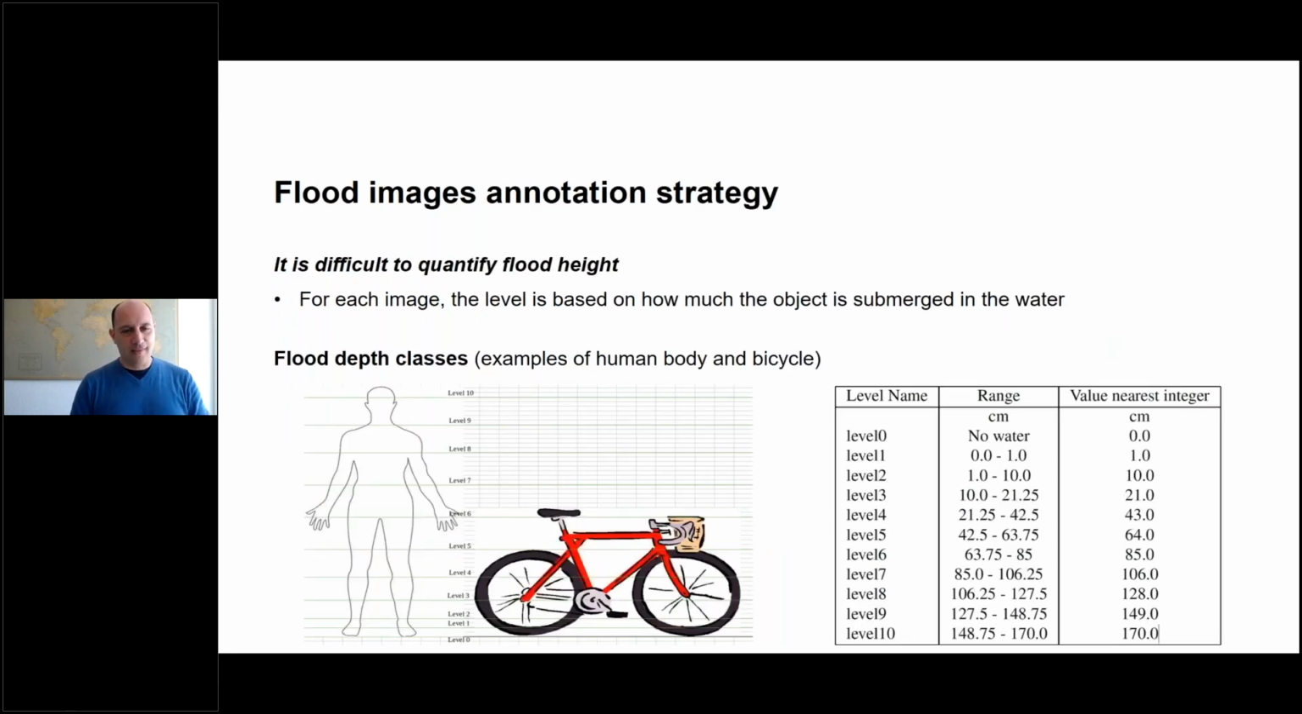And what is behind all these things? So we assume that the different objects have standardized sizes or dimensions. And we used human beings, bicycles, cars, buses, and buildings, and divided them into different levels, from level 0 to level 10. For each one of these levels, we have assigned a range of water depth and assigned the median or the mean value for each one of the levels. So basically, what we are looking at in the photo is which parts of these objects are outside the water, and since we give each object a standardized dimension, we can estimate what is underwater and then estimate the water depth.